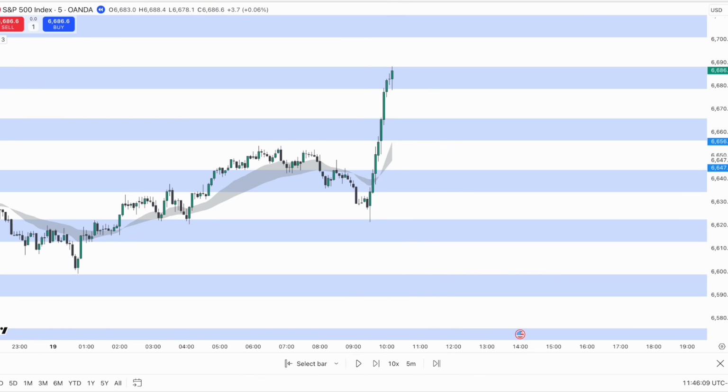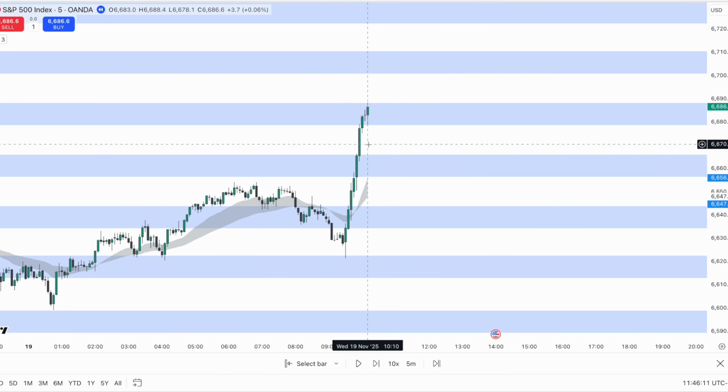If you're strictly looking for A+ setups, then you'd pass on this trade. But if you want to risk it, you could go long here based on momentum and target the next level. And that would look something like this.